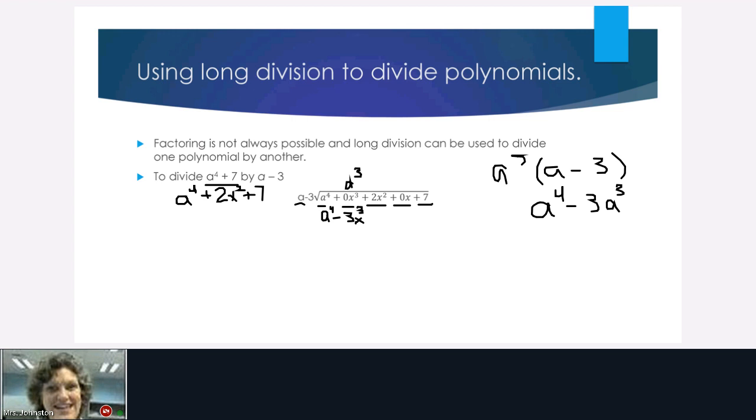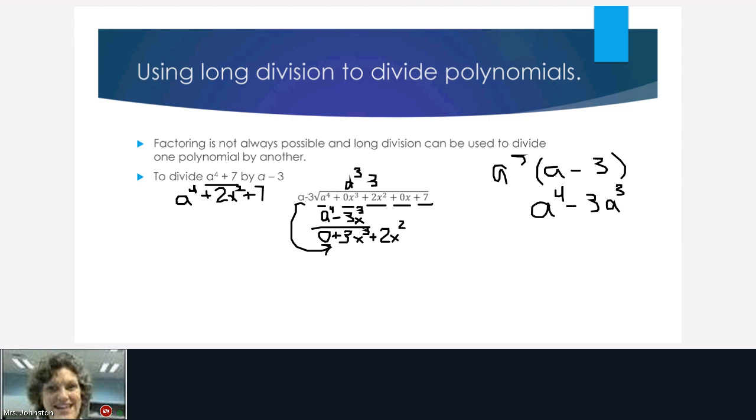Subtracting just those two terms, the first two become 0. 0x cubed minus negative 3x cubed is positive 3x cubed, because remember, subtracting a negative becomes a positive. So that's a positive number. And then I'm going to bring down my next term just like you would if you were doing long division with numbers. And I'm going to go back and ask myself, how many times does a go into 3x cubed? Well, I'm going to have the number, that's a 3, and I need 2 more factors of a.